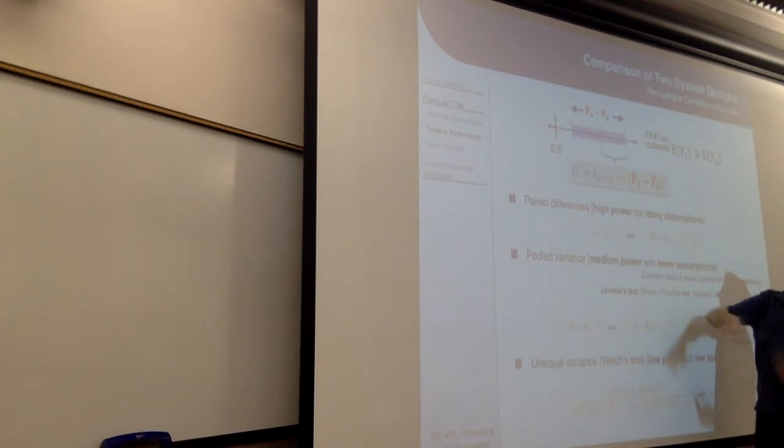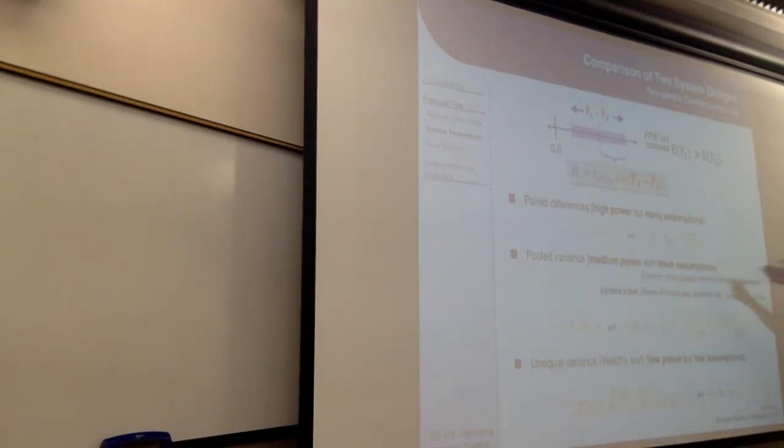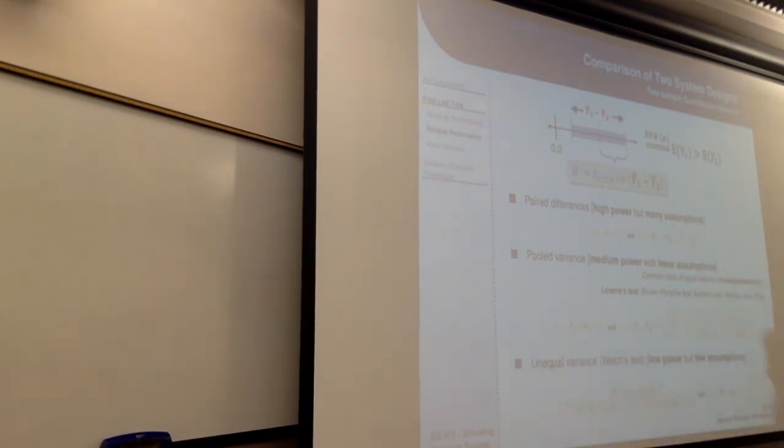And that has a little bit less power, but still pretty good power and fewer assumptions. And then I have another set of formulas for these degrees of freedom and the standard error. The only thing I know is that my outputs look normally distributed, but I can't say that their variances are equal, then I have a fallback. And that's this Welch's t-test, Welch's two-sample t-test, which has a very complicated formula for the degrees of freedom, a relatively simple formula for standard error of the mean.